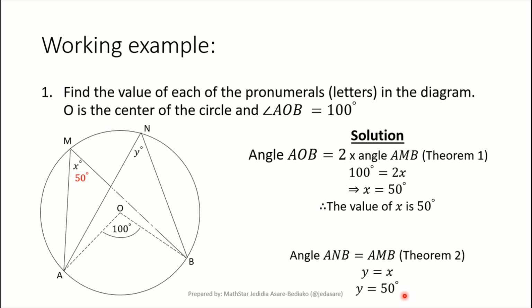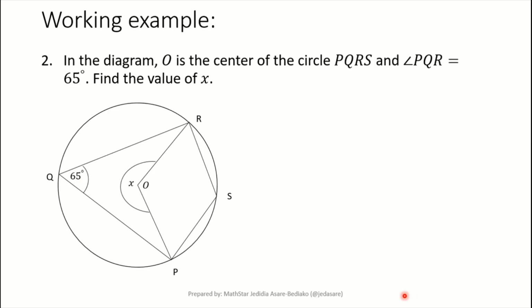Now let's look at another example. Example 2. In the diagram, O is the center of the circle PQRS and angle PQR is 65 degrees. Find the value of x. So we have our diagram, we are finding the value of x. We are being given angle PQR at 65 degrees. Let's look at how to use the two theorems we've studied to find the value of x.